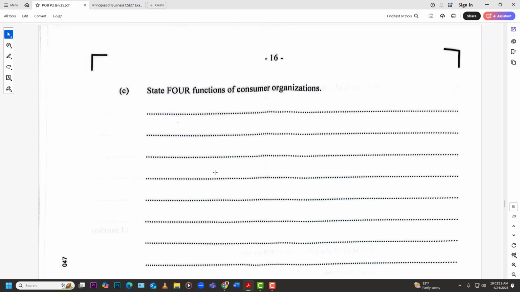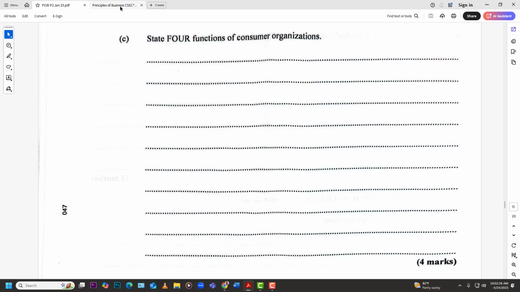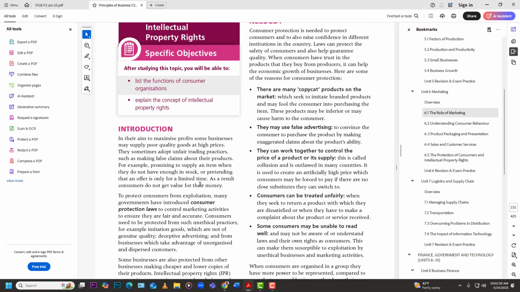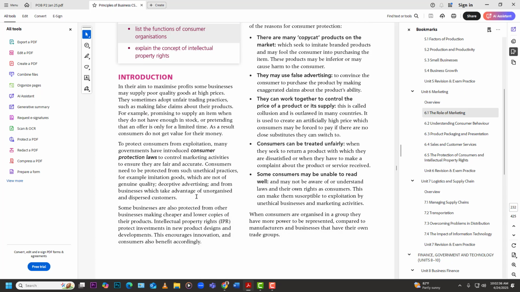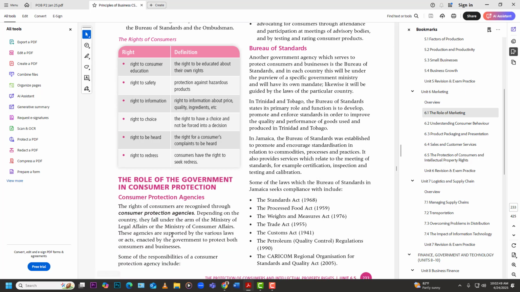Then now we're looking at stating four functions of consumer organizations. So we're looking at the consumer organizations. Their main aim is to basically protect the consumer from the predatory practices, the dishonest practices of businesses, and they're also there to tell you your rights as a customer, right? Look right here. Consumer organizations serve to inform customers about their own rights and responsibilities. And so what are some of their functions and responsibilities?